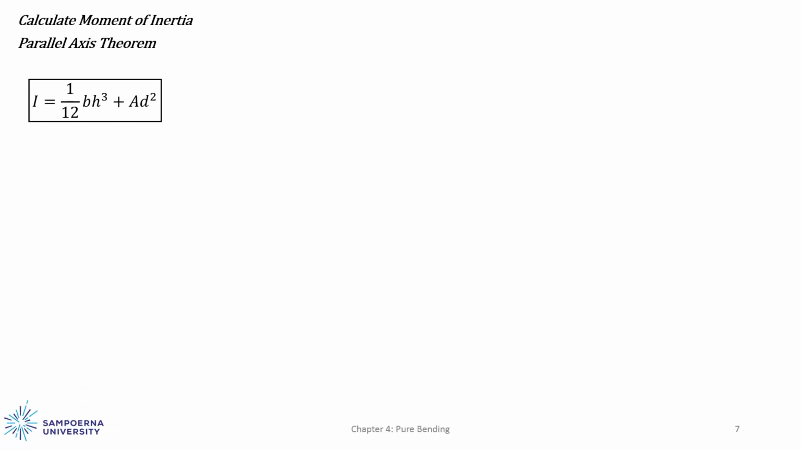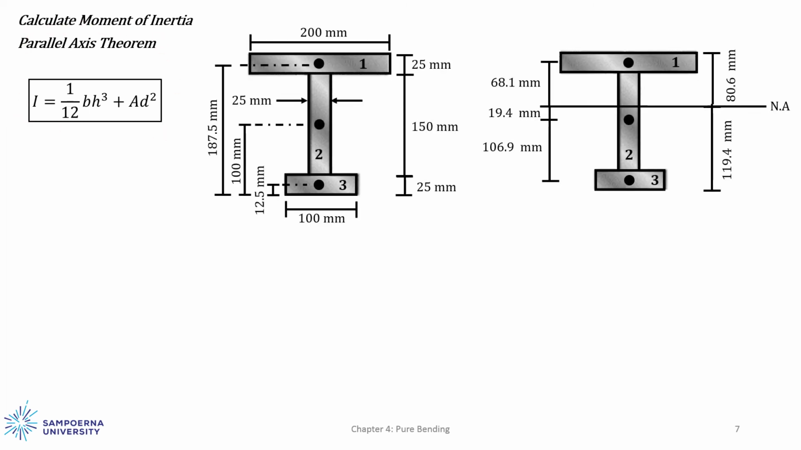Then we can find the moment of inertia of the cross-section. We will use the parallel axis theorem. Why? Because the centroid of each section of the cross-section, none of it is aligned with the neutral axis. So there is a distance between them. That's why we have to add AD squared in the general formula of moment of inertia, where A is area and D is the distance from the neutral axis to the centroid of each section.